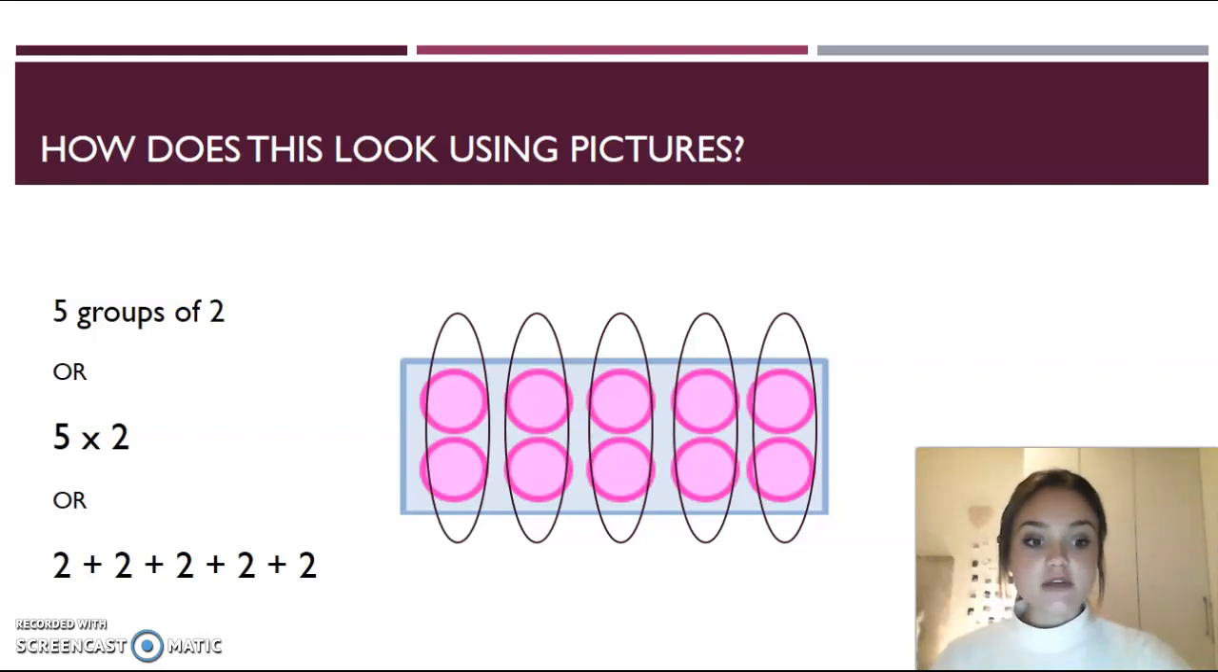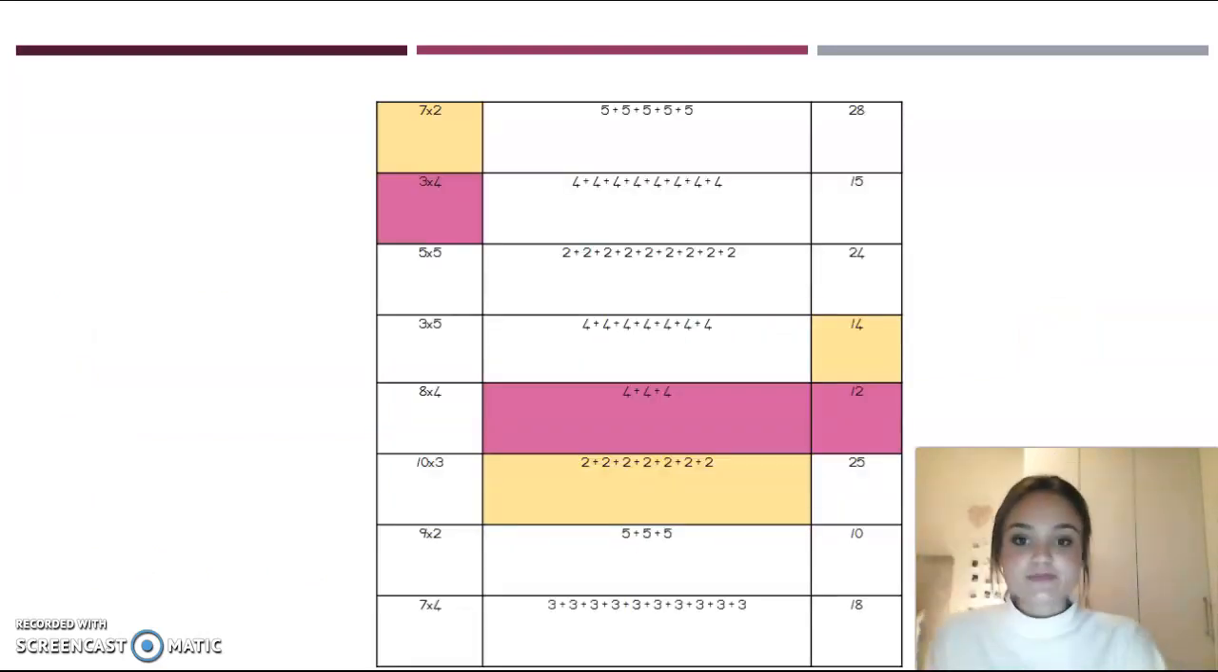And because I've made groups, it's much easier to count. Let's count. 2, 4, 6, 8, 10. So I have 5 groups of 2. Or we can say 5 times 2, or how we said it before, 2 plus 2 plus 2 plus 2 plus 2, all equal 10. That's the 3 different ways we can use when we do this.